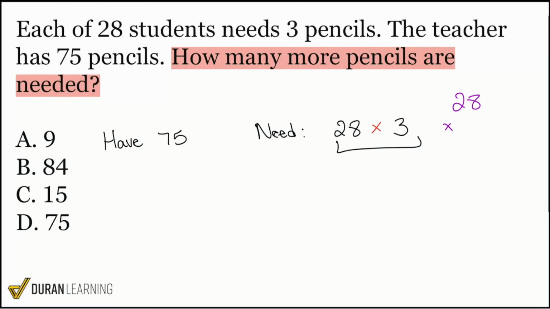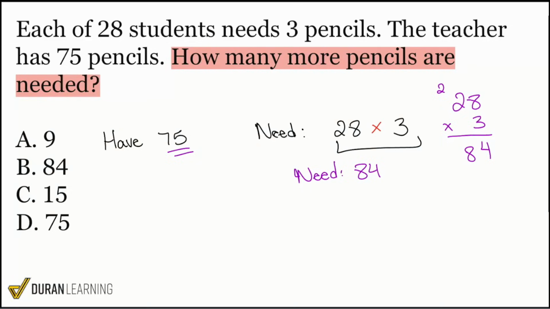28 multiplied by 3. Then we have 8 multiplied by 3, which is 24, and we'll carry the 2. Then we have 2 times 3, which is 6. Carry the 2 is 8. So there we go. We have 84. So we need 84 right here. And we have 75.